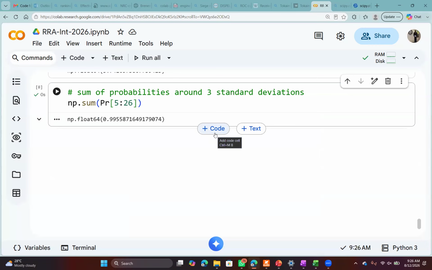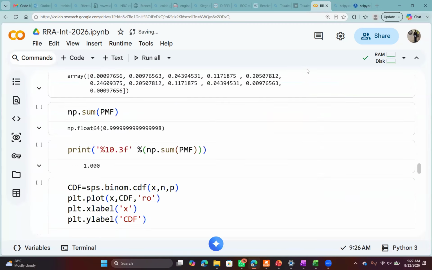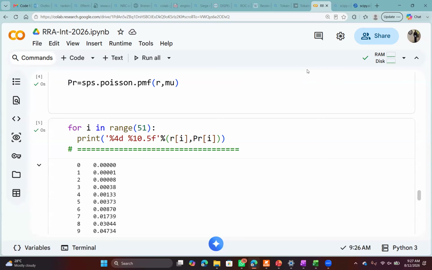So you can also calculate all other kinds of probabilities. The rest of the probabilities are very small. They constitute even less than 0.5 percent of the probabilities. So this is about the Poisson distribution problem and probability generation. This belongs to the rare event probability characteristics of systems.